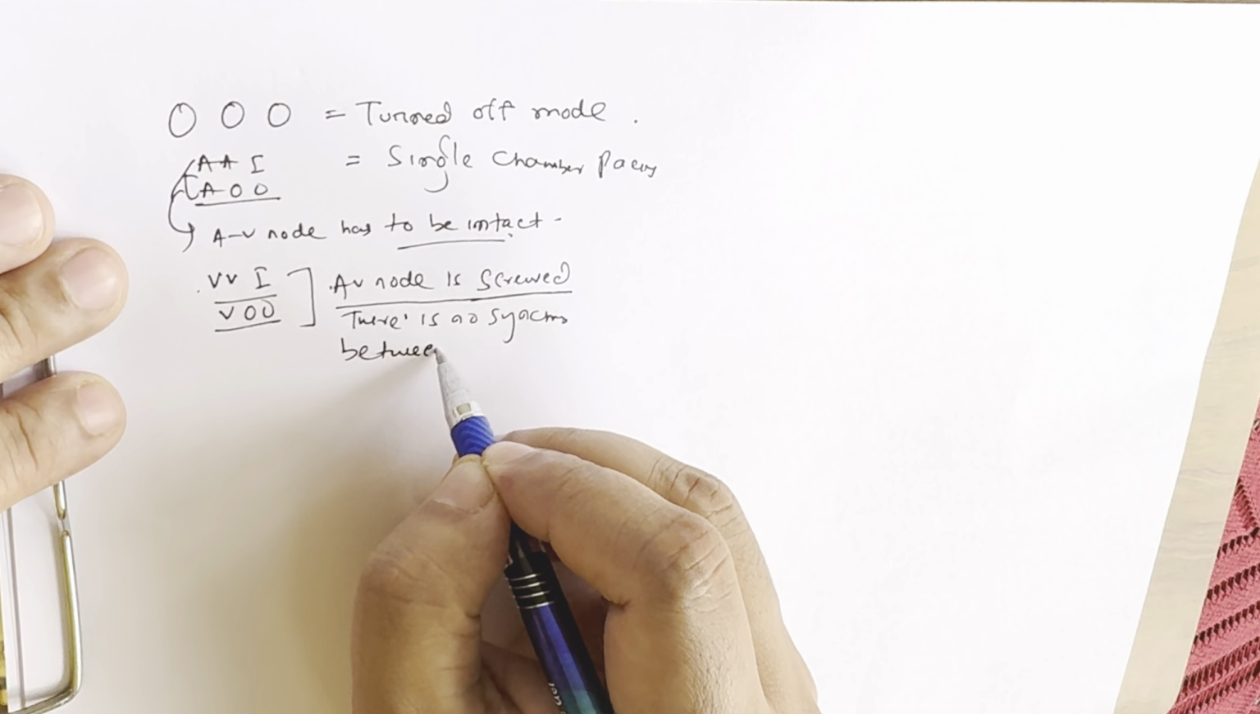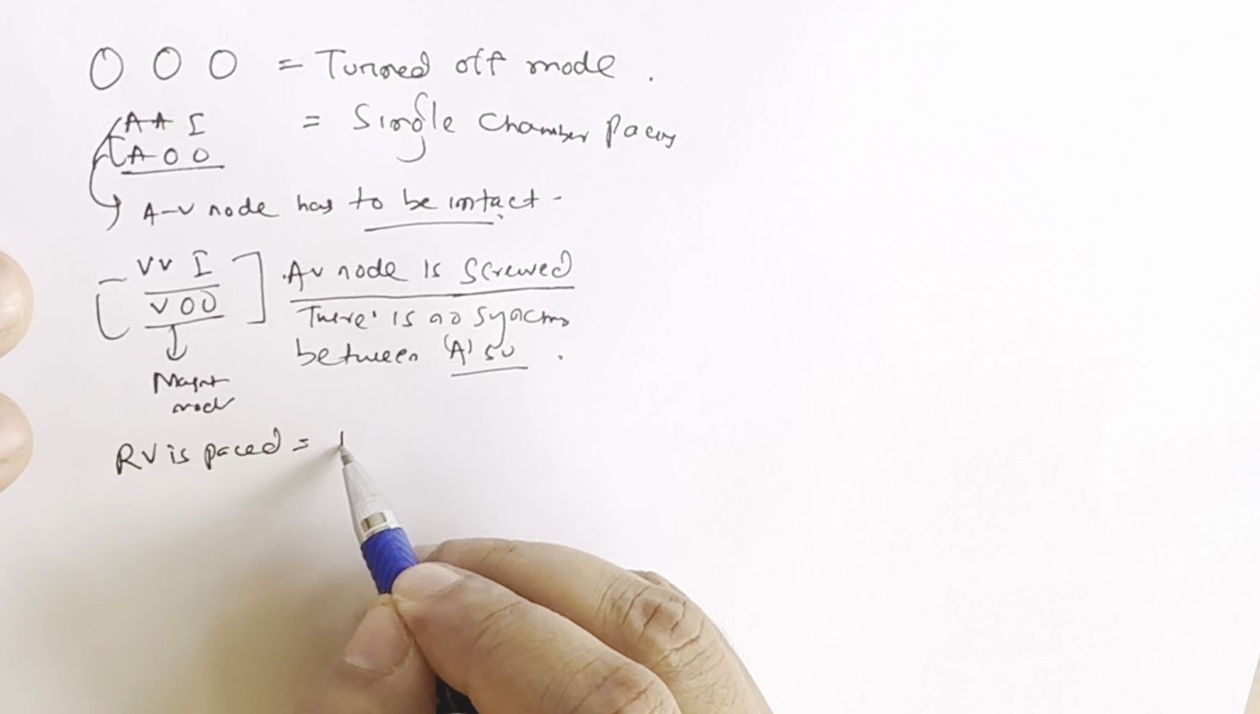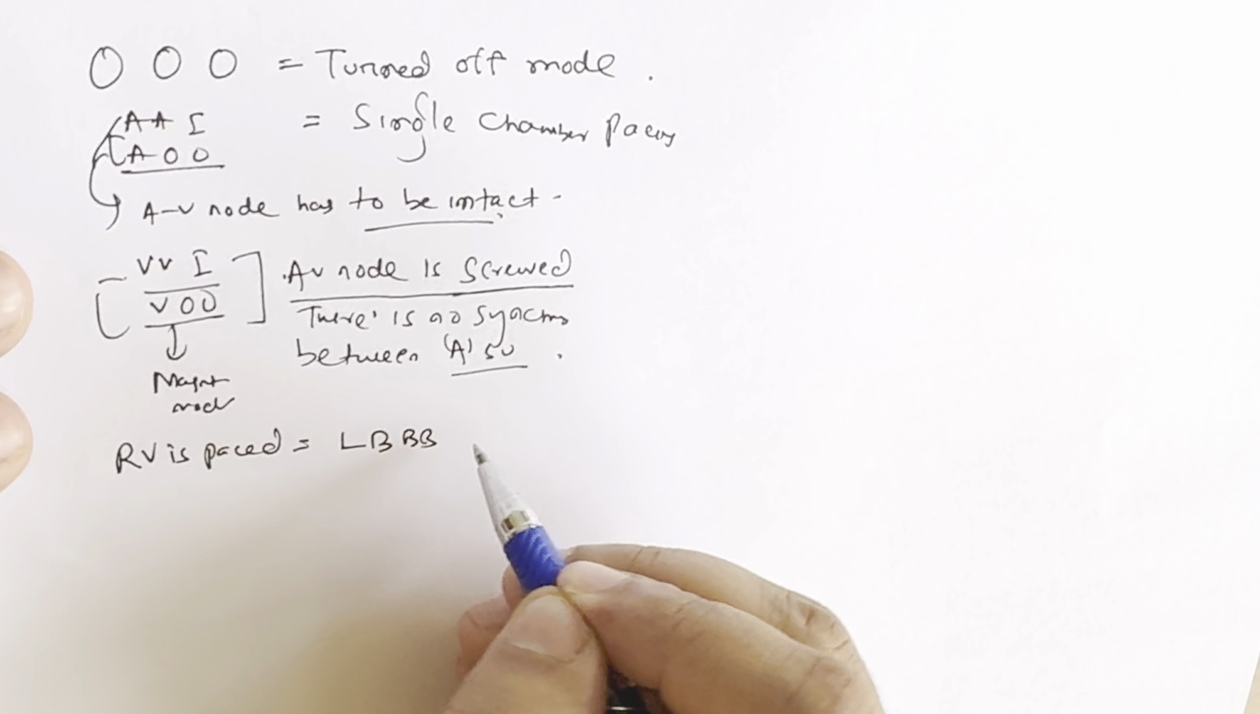between atrium and ventricle, right? And VOO is the magnet mode. This is single chamber pacing. If the RV is paced, then there will be an LBBB pattern in the ECG.